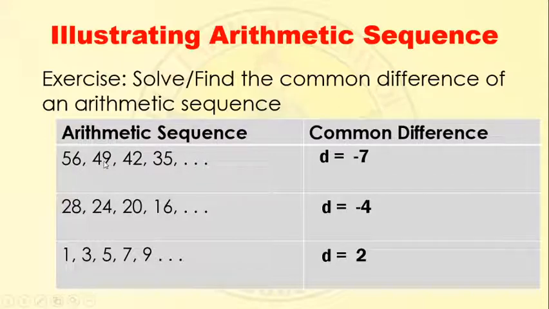Sabi kanina, based sa formula natin sa pagkuha ng common difference, it is the preceding term minus the previous term. So ang preceding term natin dito ay 49 minus 56, the answer is negative 7. Ganun din po yung process dito sa ating second na sequence: 24 minus 28, the answer is negative 4. Pare-pareho naman po yan ng common difference, which is negative 7 para sa first sequence, negative 4 para sa second sequence, and positive 2 para sa ating third sequence.